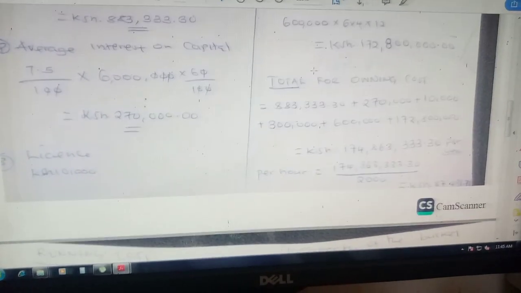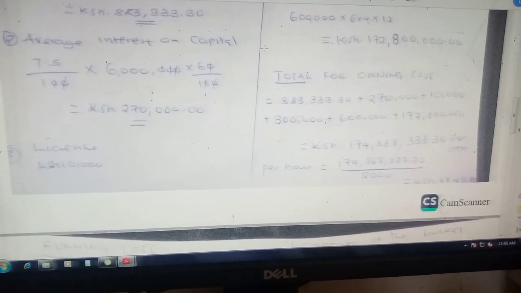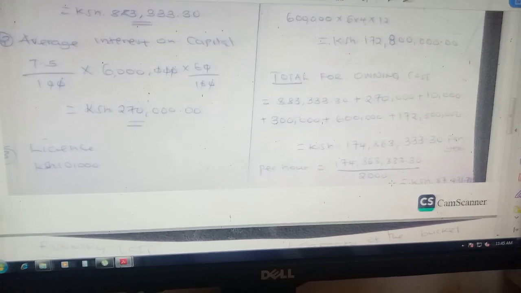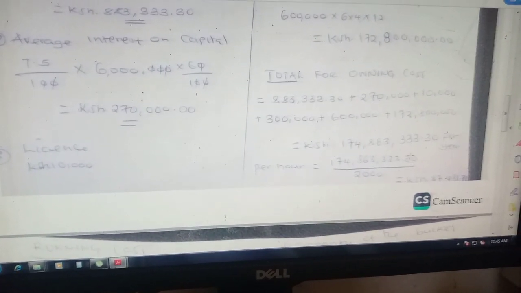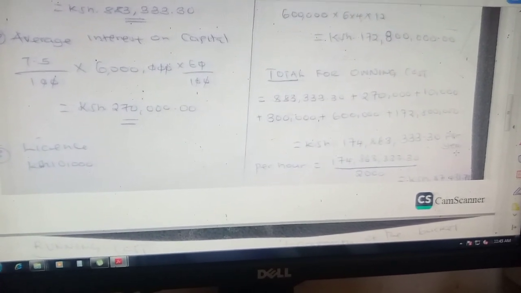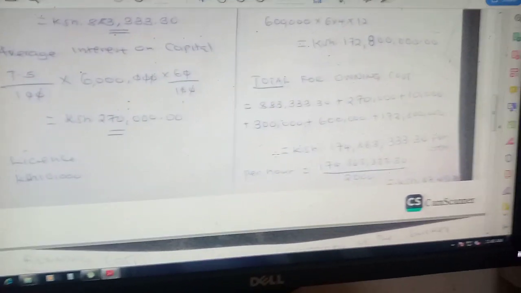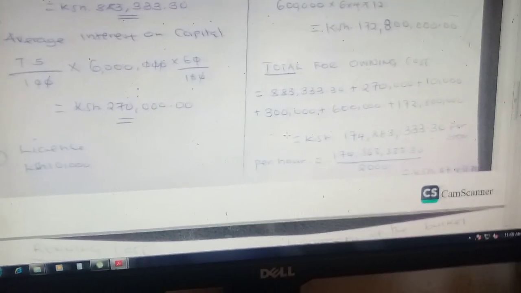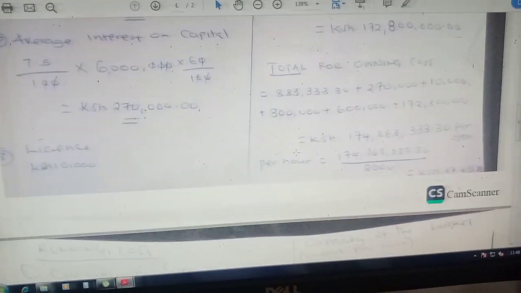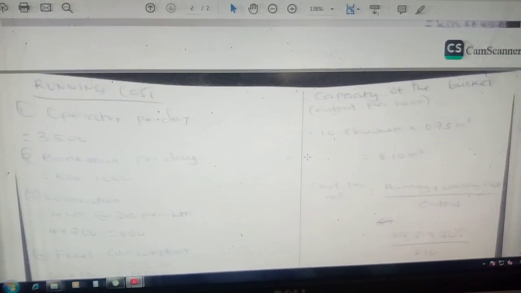So you don't assume, because you have it there. So you just divide that to get it per hour. You divide it by 2,000 hours, you get 87,431 and 70 cents. So that is the total owning cost of that excavator per hour. So we proceed to the running cost, or the operating cost.